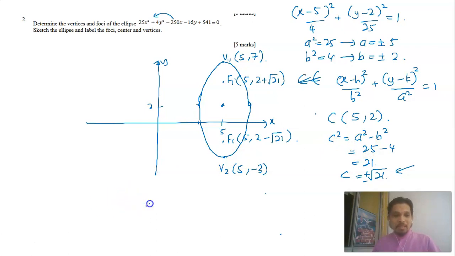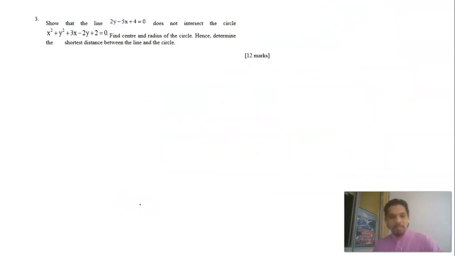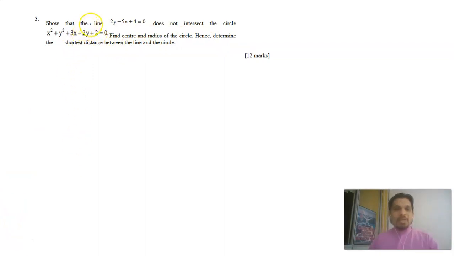Okay, next question, number 3. Show that the line does not intersect the circle and find the center and radius of the circle. Determine the shortest distance between the line and the circle. We imagine that if this line does not intersect the circle, there's a circle, and the line does not touch or intersect at all.